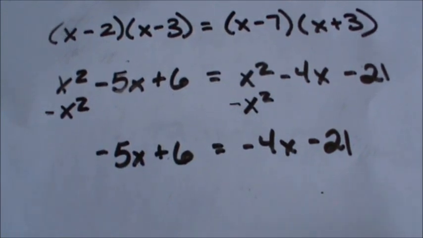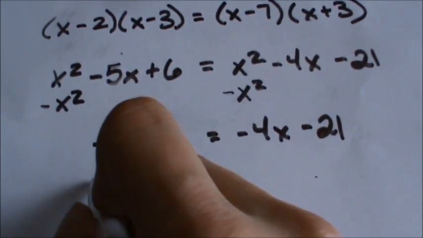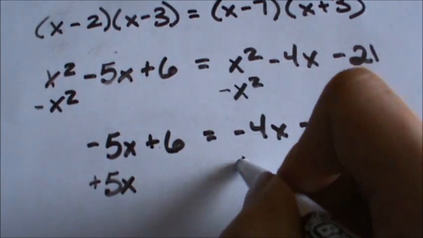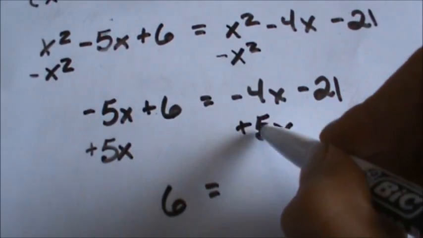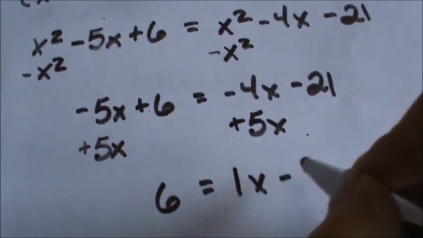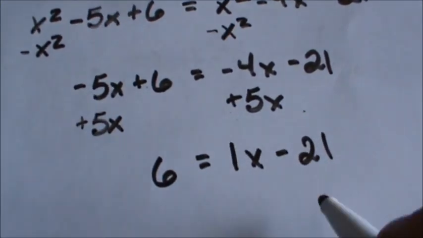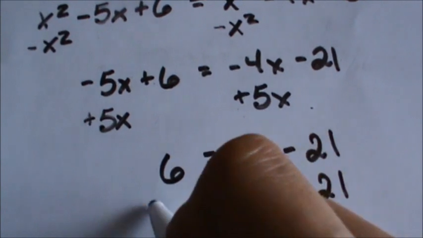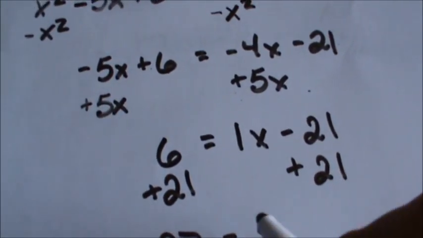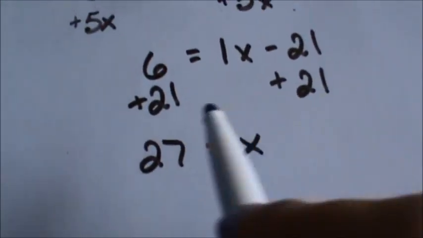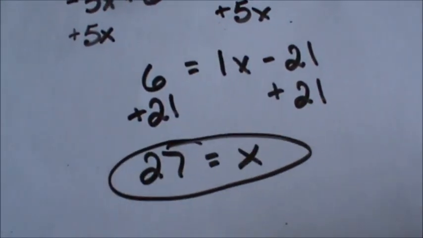So far, so good. Got variables on both sides. I'm going to get rid of them by adding 5x to both sides. So I have 6 equals, this becomes 1x minus 21. To solve for x, add 21. So I get 27 equals 1x, or just 27 equals x. Whoop, couldn't see that there. There's our final answer.